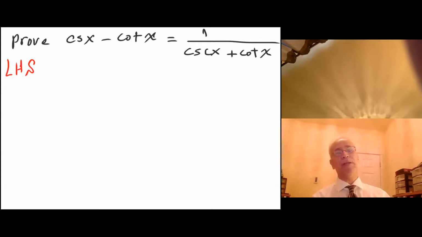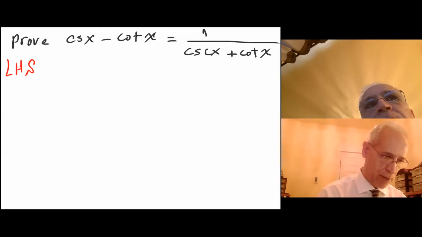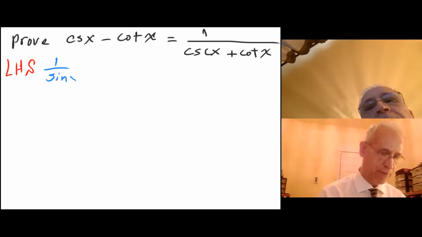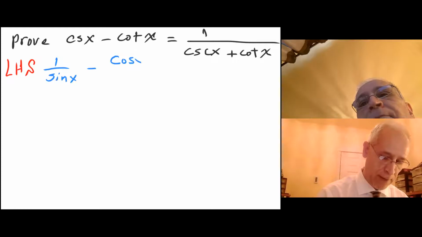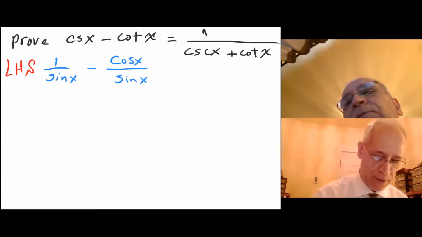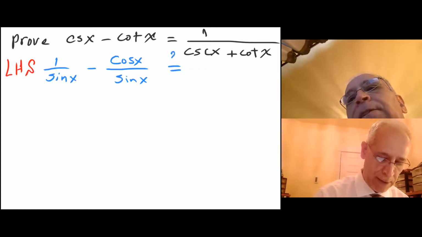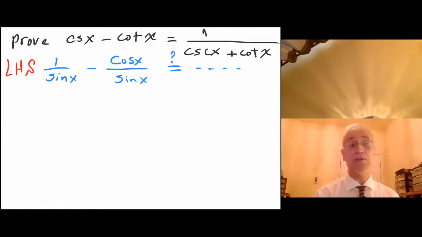What is it that I know about cosecant of x? I know cosecant of x is 1 over sine of x, minus cotangent of x, which is cosine of x over sine of x. And here I'm going to ask myself, is this equal to the right-hand side, which is 1 over cosecant of x plus cotangent of x?